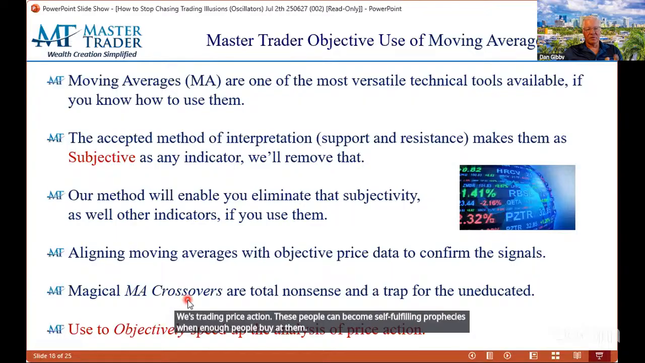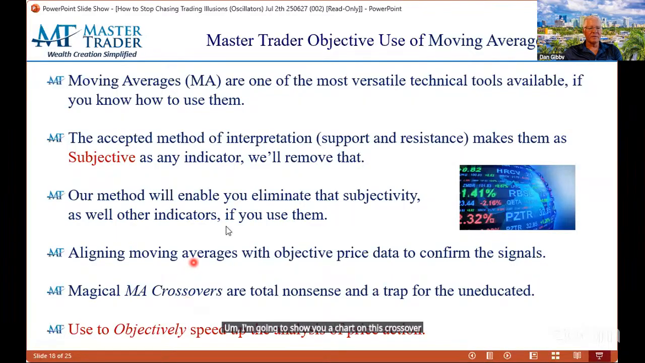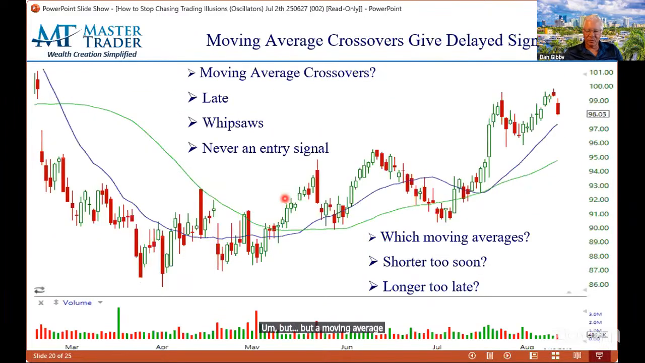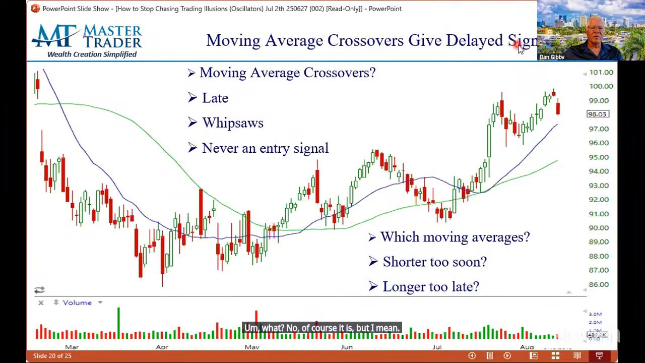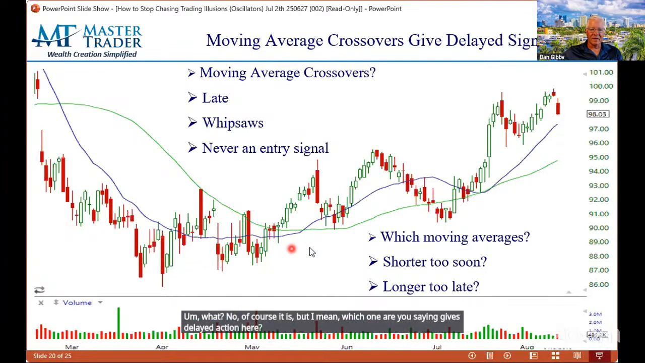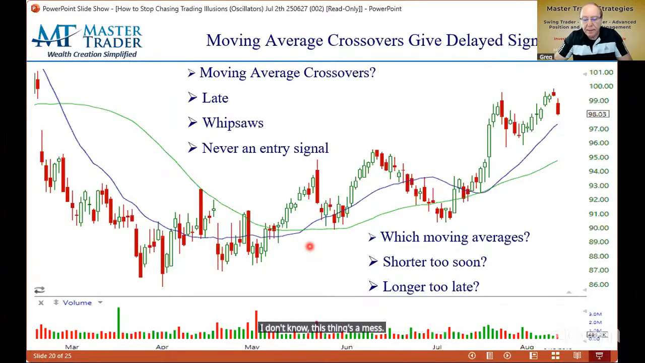I'm going to show you a chart on this crossover in a moment. But a moving average in and of itself, or a crossover, is meaningless without prices. So here's one moving average crossover. Which one are you showing here, Greg? This is just crazy bottoming action. I believe it's a 20 and a 50. But which one are you saying gives delayed action here? I don't know. This thing's a mess. Let's go to this one because it's current.